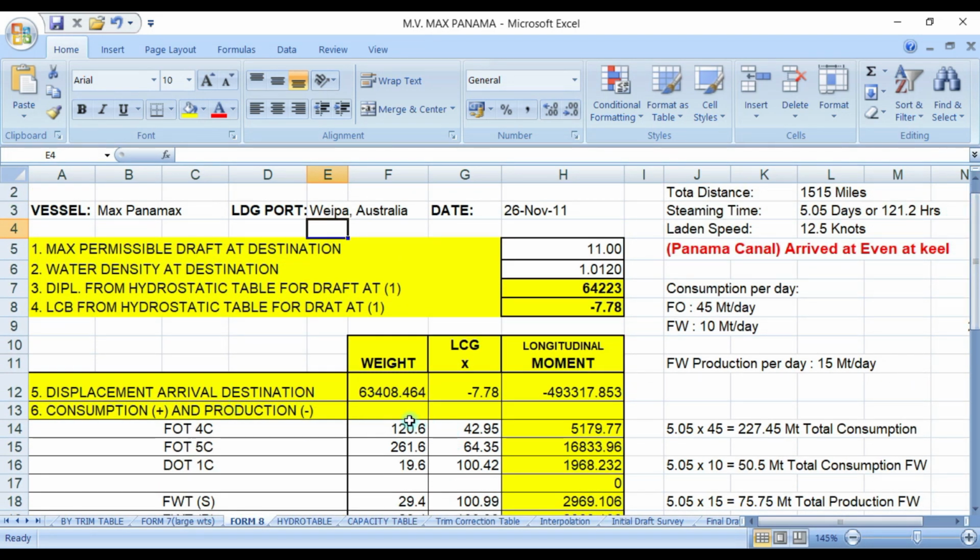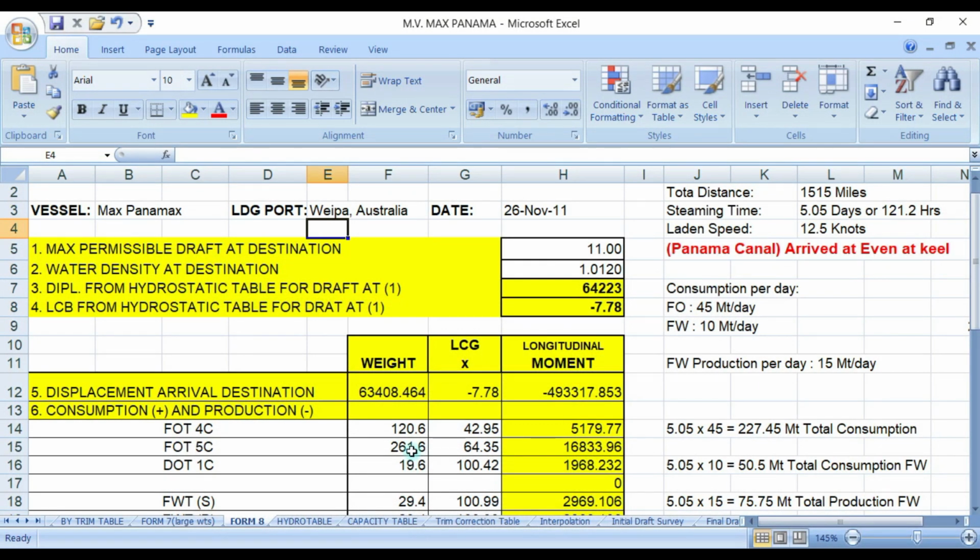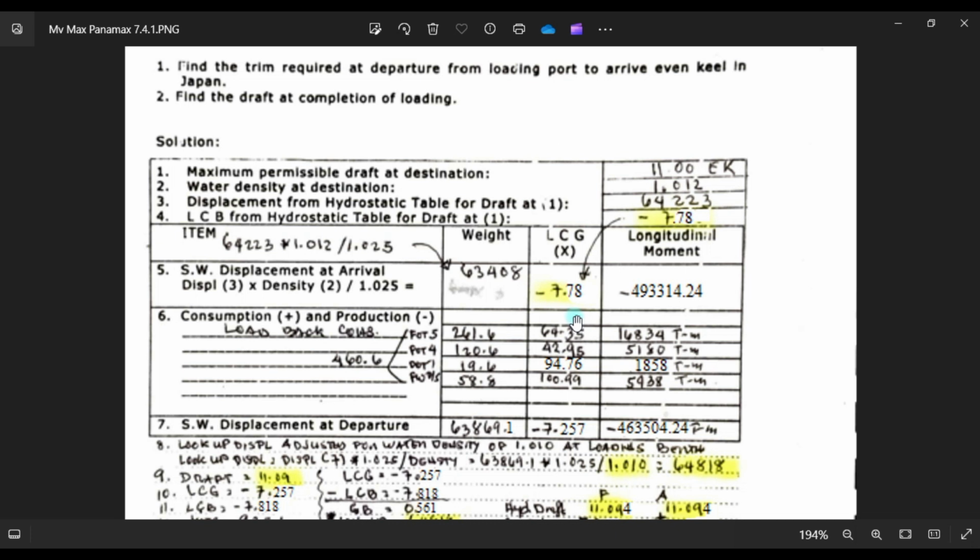That will be this one, 63408.08464. Check again. Okay. And this LCB, just put it down here to be the LCG. So this will be your LCG, which is negative 7.78. Bring it down here, and LCG multiplied by your weight will be the longitudinal moment, which is this figure.